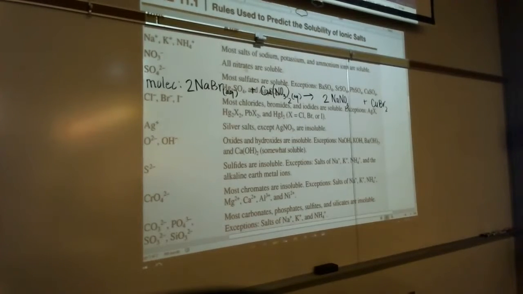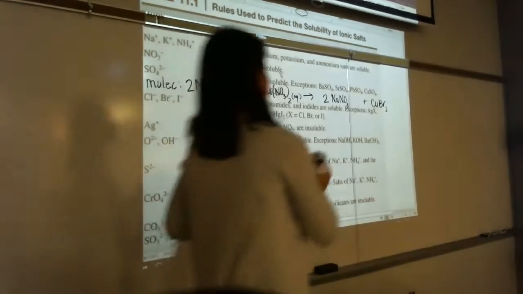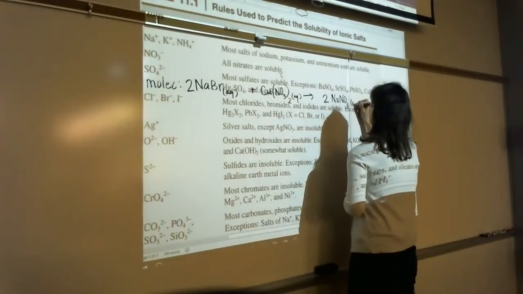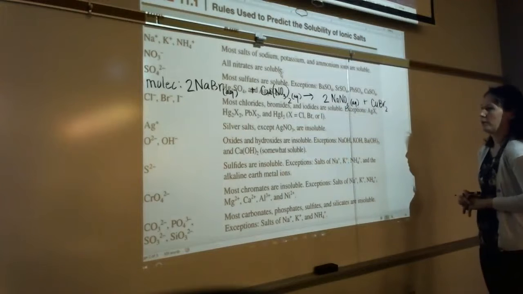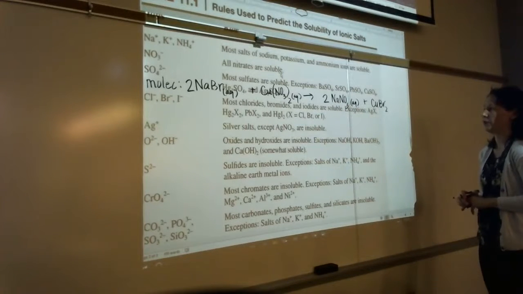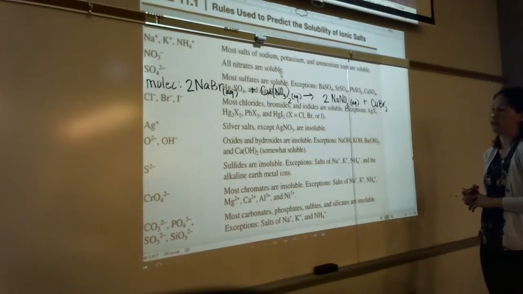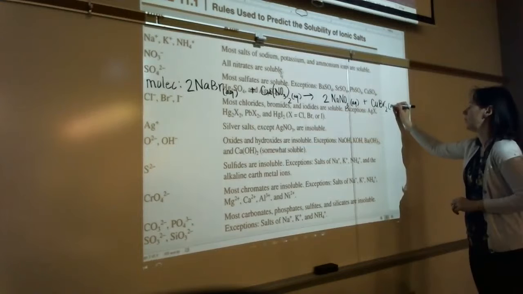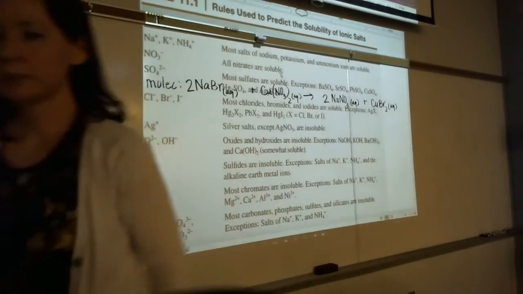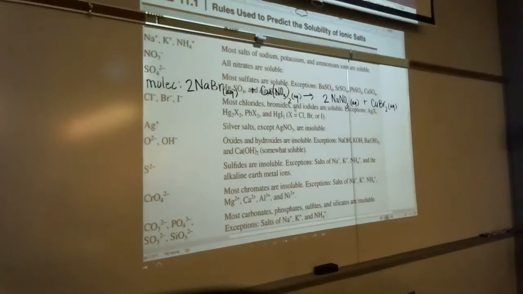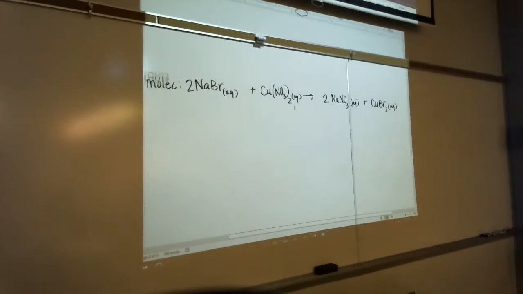Let's see, for nitrate, all nitrates are soluble, so this is just AQ. And bromides, most chlorides, bromides, and iodides are soluble except Ag, Hg2, Pb, and Hg. So this one's aqueous as well. Now here's how I'm going to demonstrate no apparent reaction, because it just makes the most sense when you see it.